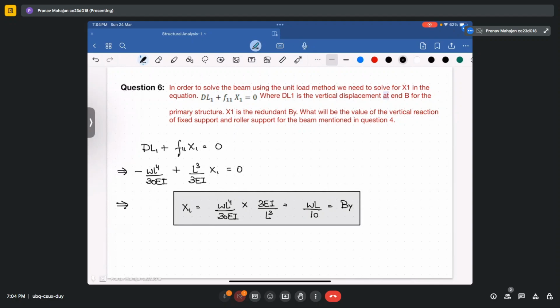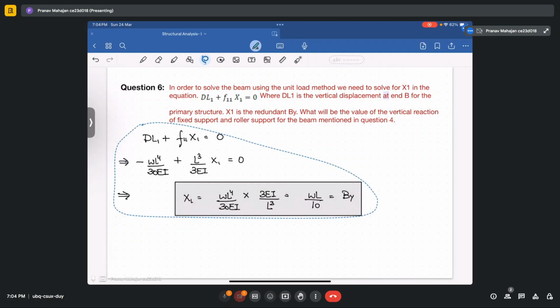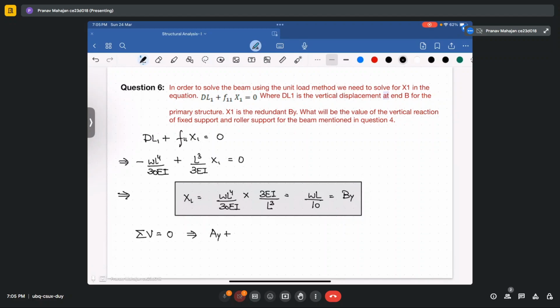Okay. So to determine the value of... the next thing is, we have to calculate Ay also. So how will we calculate? We will take summation of forces equal to 0. So summation of V will be equal to 0. That means our Ay plus By will be equal to WL by 2.